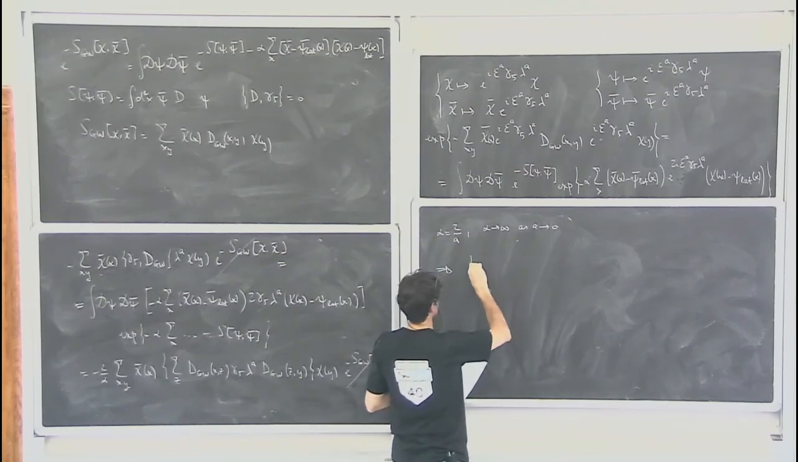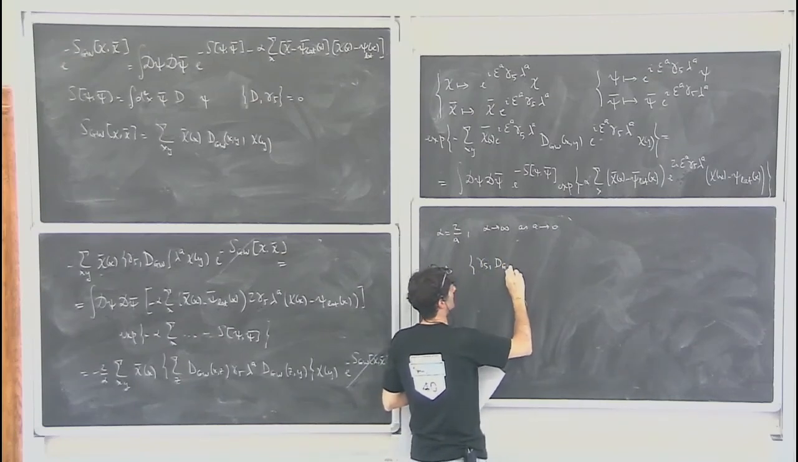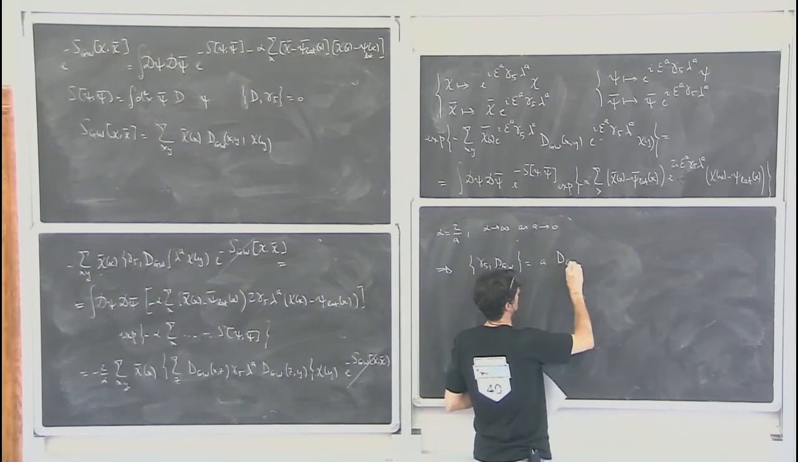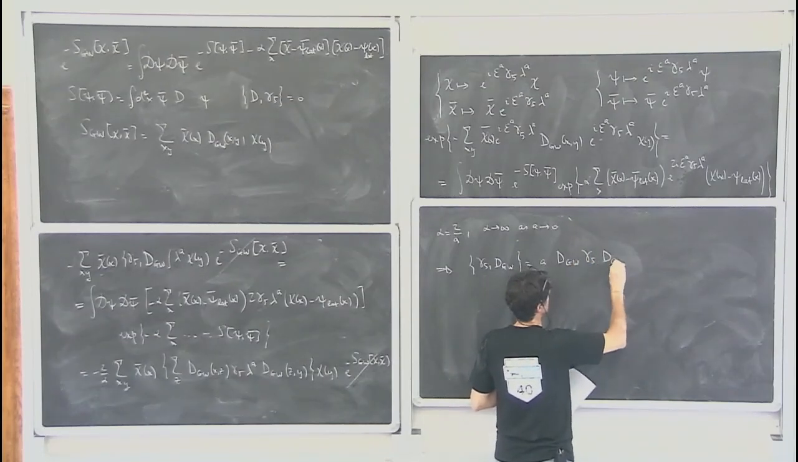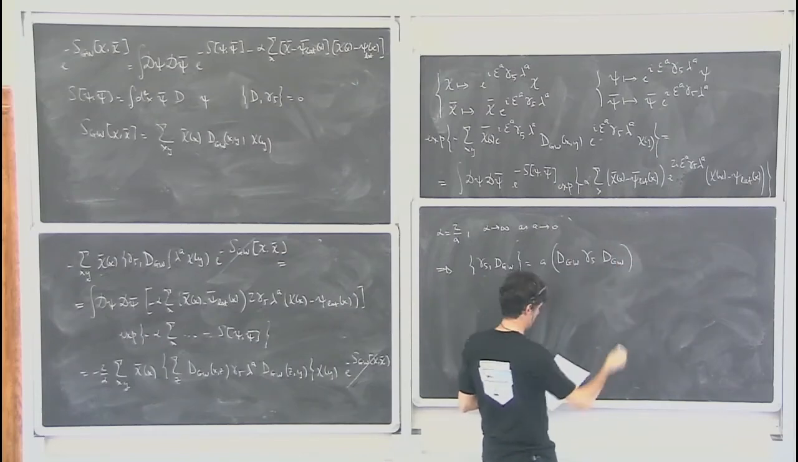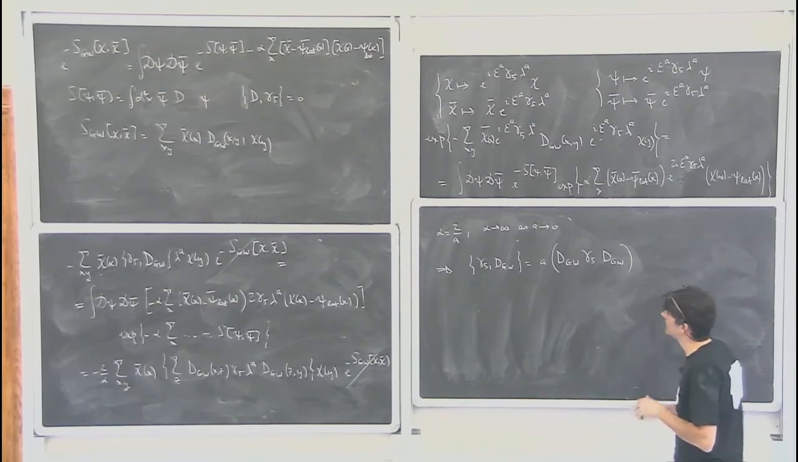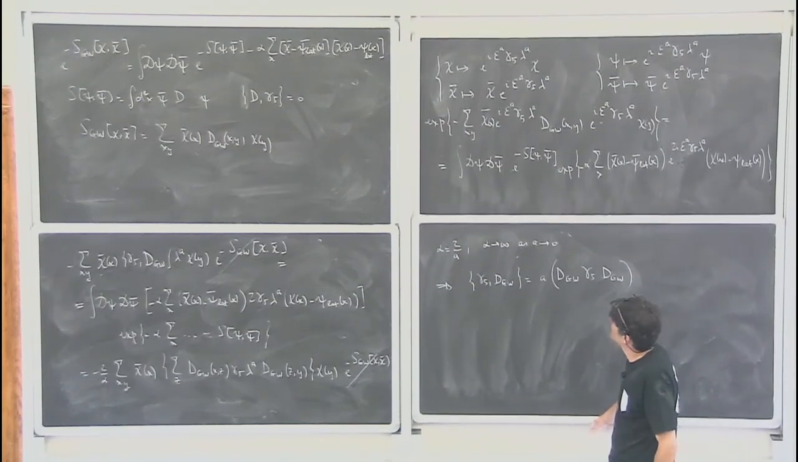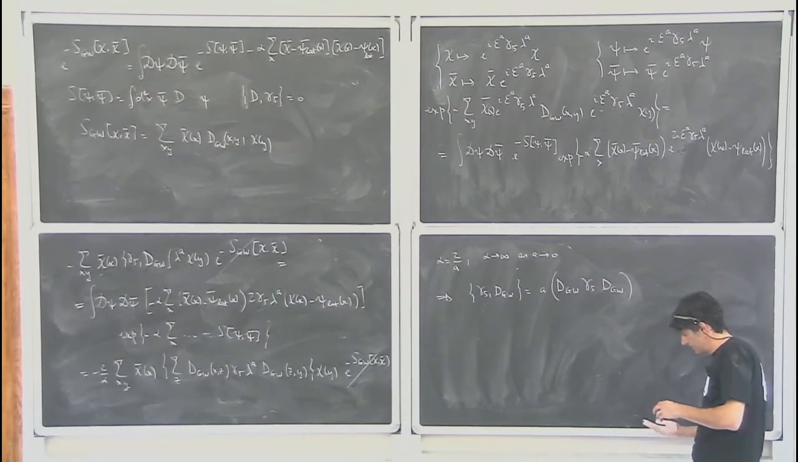And so what you get is that gamma 5 D_GW, the anticommutator with D_Ginsparg-Wilson, is equal to a times D_Ginsparg-Wilson gamma 5 D_Ginsparg-Wilson. Okay, so this is known as the Ginsparg-Wilson relation.